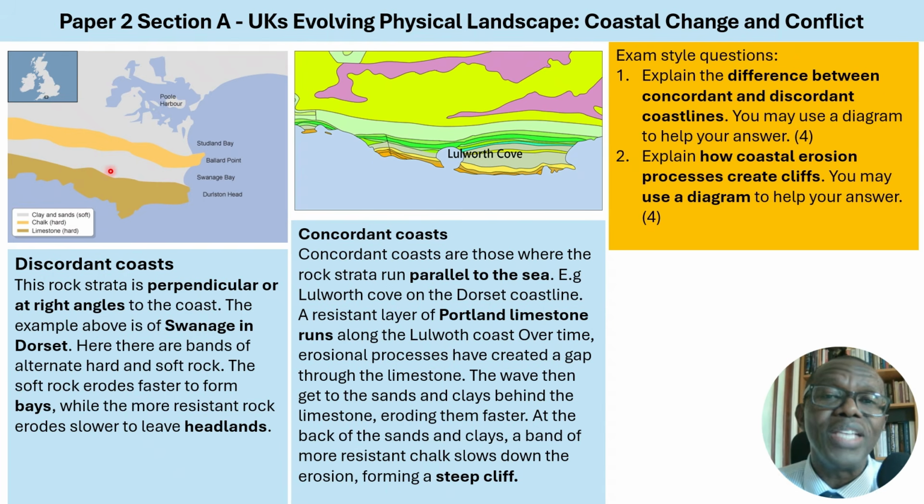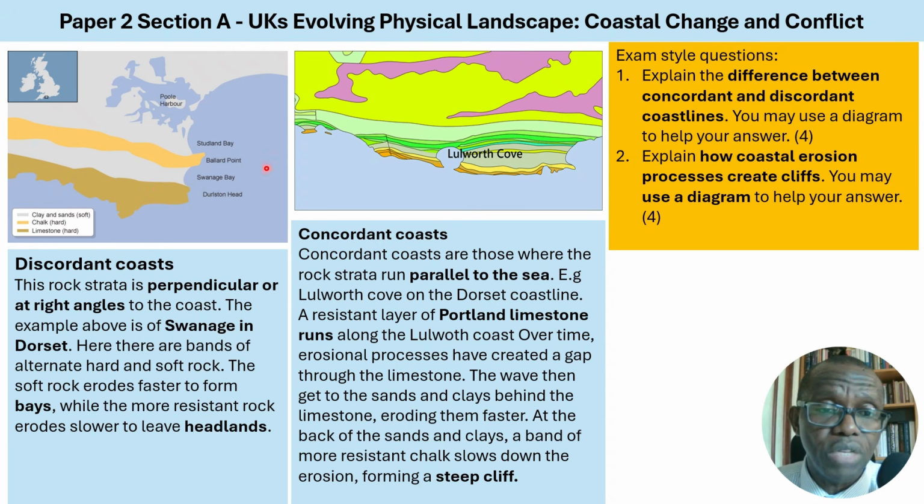Now, the type of coastline will be determined by the layout of the geology in that particular coastline. If we look at the first one here, discordant coastlines are where the geology is perpendicular, or at right angles, to the coast. You can see here on this Swanage coastline in Dorset that this geology is perpendicular to this part of the coastline. So it's at right angles. You can see it's perpendicular.